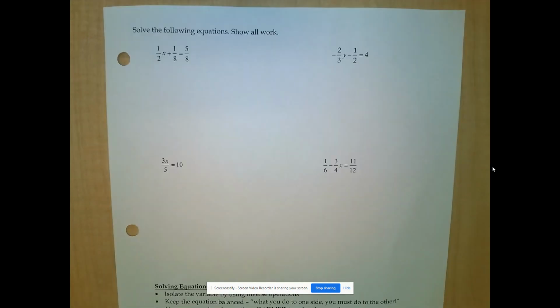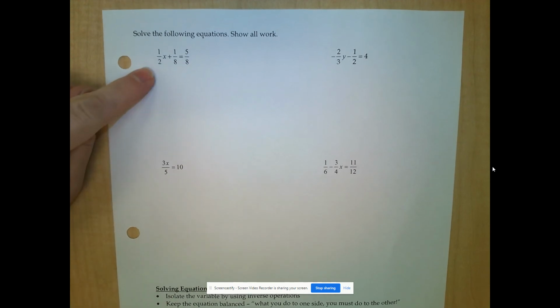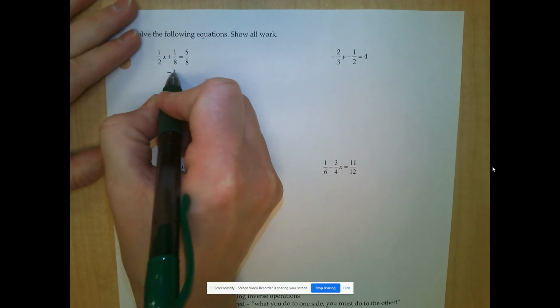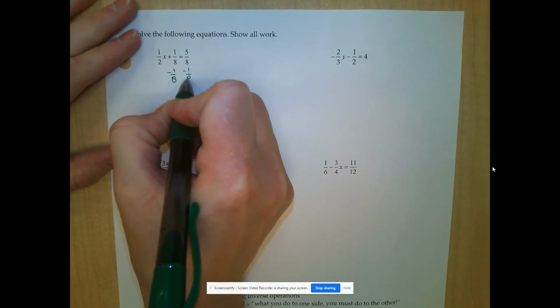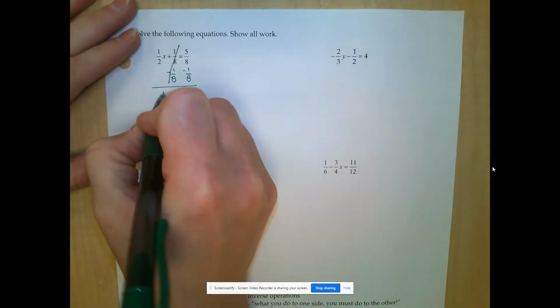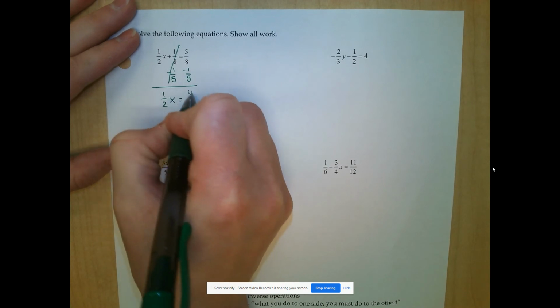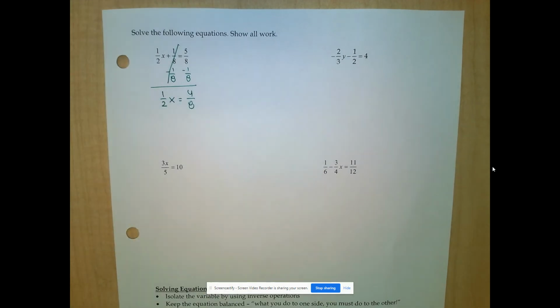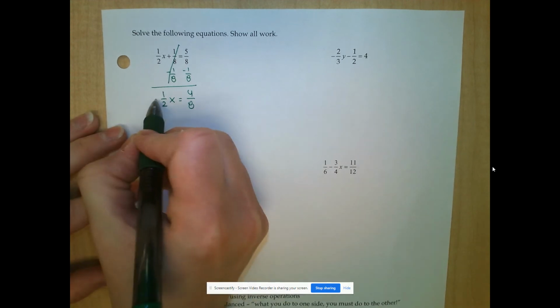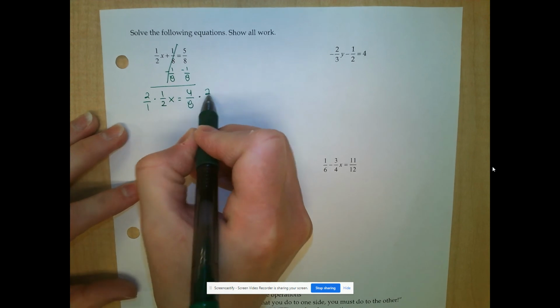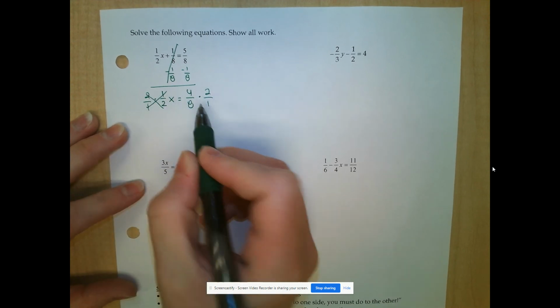So here's a few for us to work on. The first one here now is a two-step equation. So I've got to do any adding or subtracting first. So I'm going to subtract 1/8 from the left, subtract 1/8 from the right. I have 1/2 x equals 4/8. You can leave it as 4/8 or you can simplify it. It actually doesn't help you all that much to get a common denominator, because now you're going to multiply by the reciprocal, 2 over 1, 2 over 1, and you can simplify on the right.